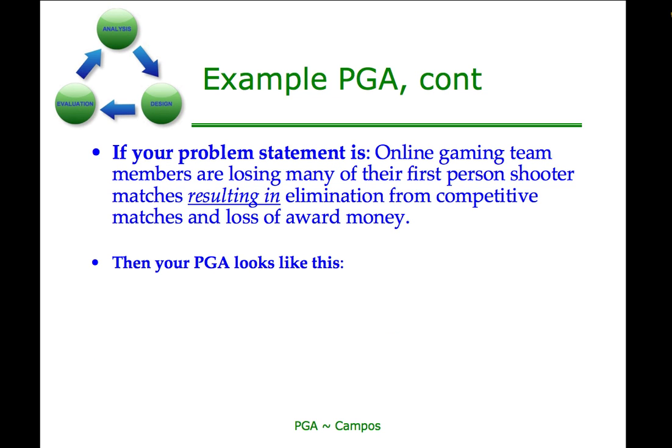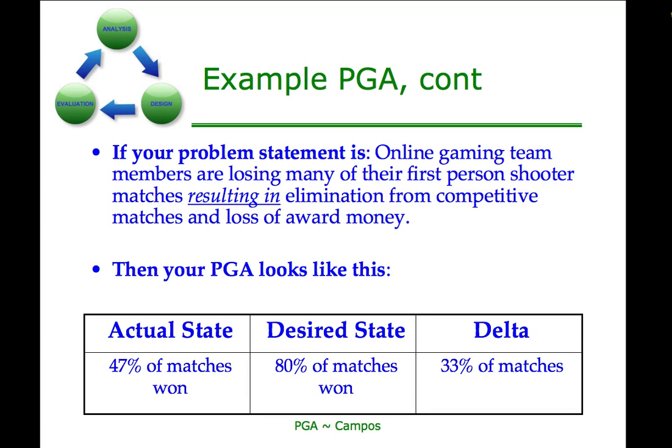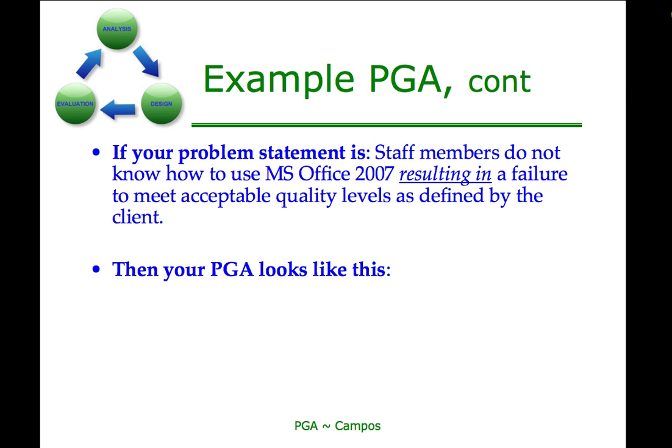Another example might be looking back at our online gaming community. In the current state, 47% of matches are won. And in the desired state or the future state, the online gaming community would like to win 80%. So the delta or the difference between the two is a simple calculation. It's 33%. So again, you have your individual performance level, which is team members losing matches, which results in this larger organizational impact of losing award money.